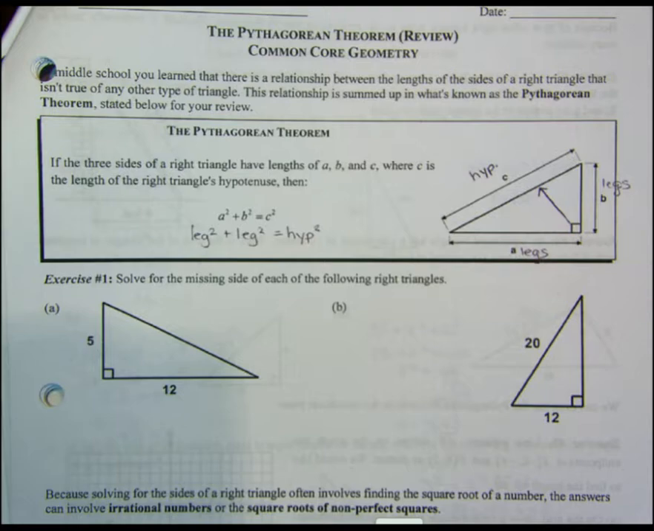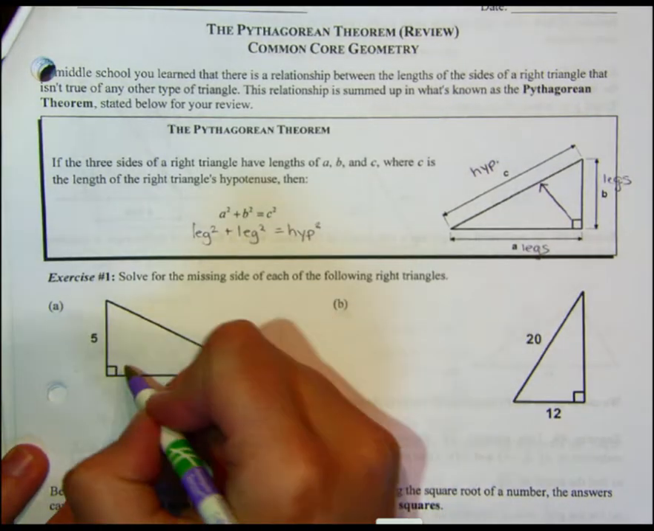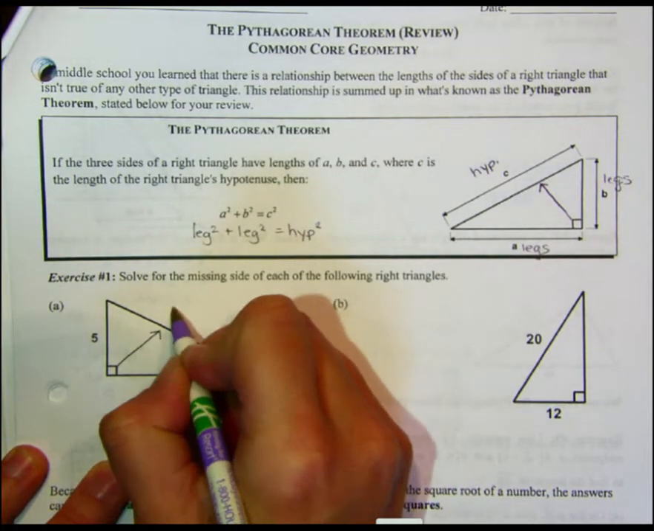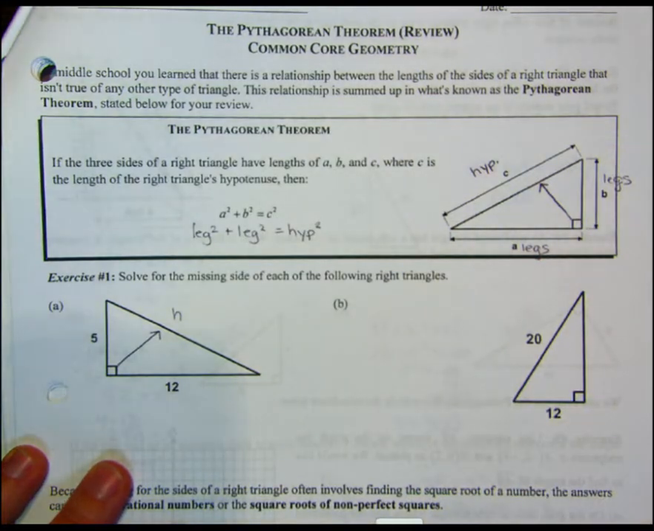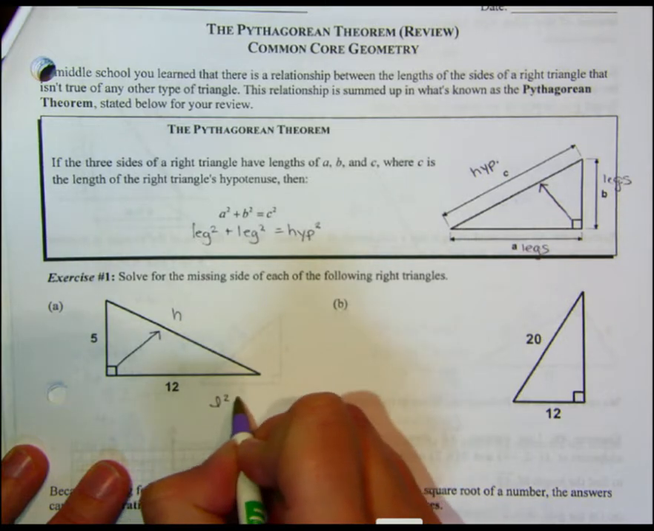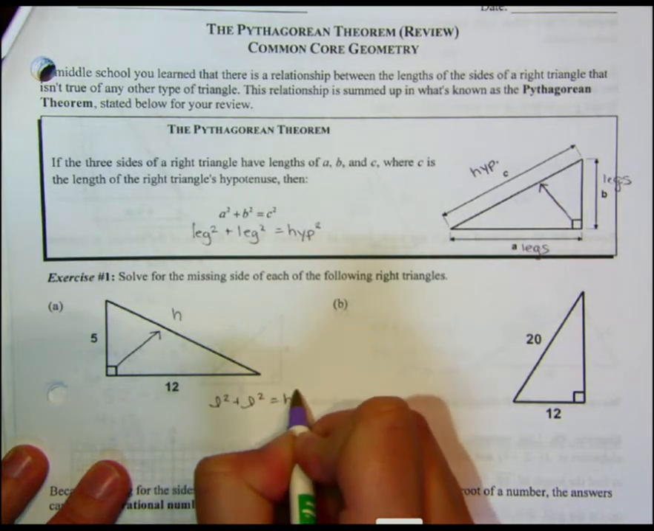So in the first one, we have a right triangle. First thing I usually do is I find the hypotenuse. And in this case, that's what I'm trying to solve for. That's what I'm trying to find. And I know the sides that are the legs. I know this side is 5, this side is 12, and I have to find the hypotenuse. So my formula is leg squared plus leg squared equals hypotenuse squared.